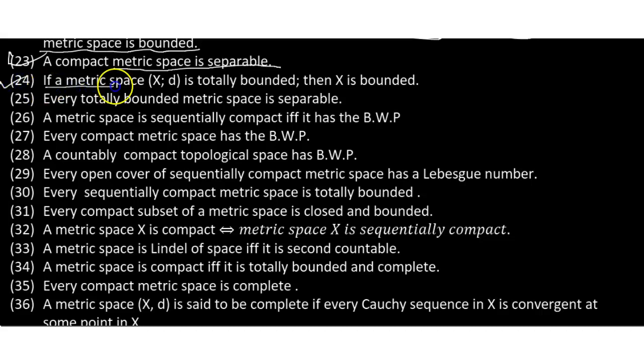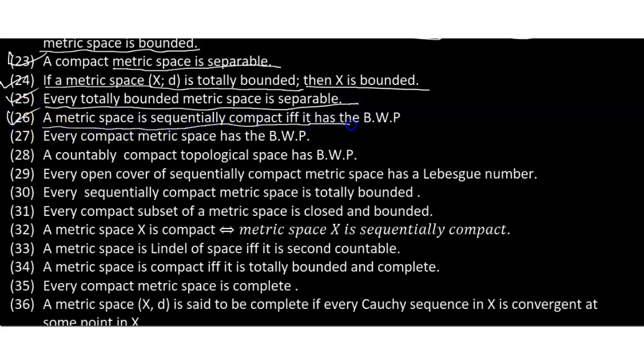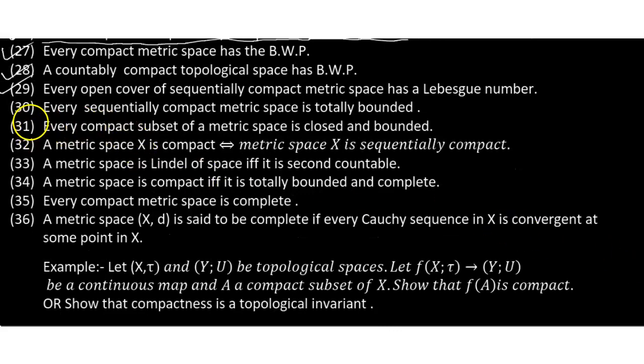If a metric space (X, d) is totally bounded, then X is bounded. Every totally bounded metric space is separable. A metric space is sequentially compact if and only if P. Every compact metric space has the BWP, Bolzano-Weierstrass property. A countably compact topological space has the Bolzano-Weierstrass property. Every open cover of a sequentially compact metric space has a Lebesgue number.